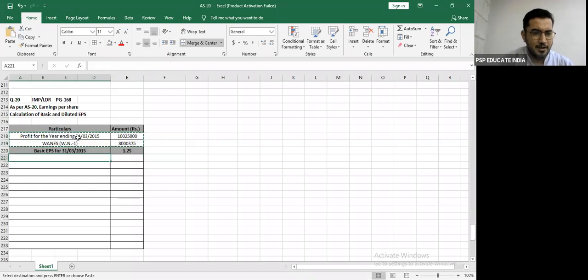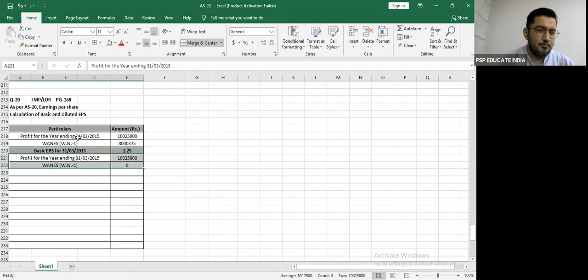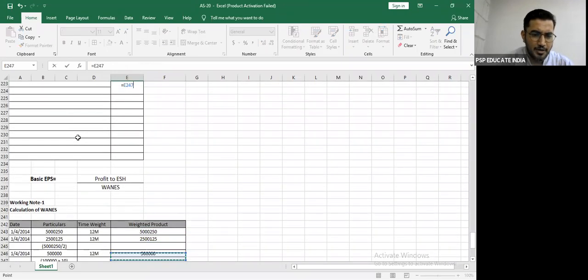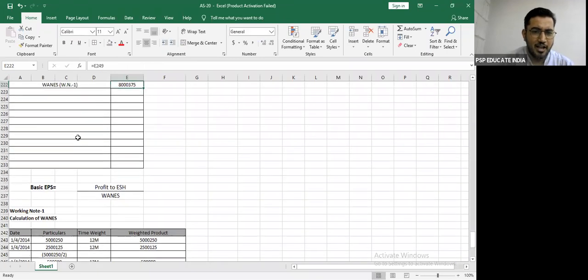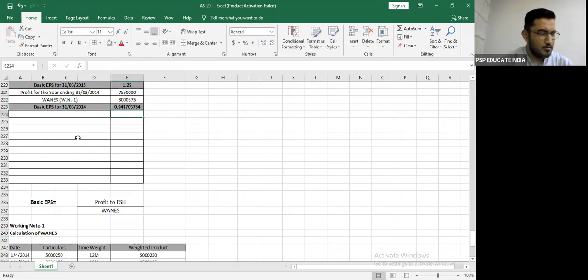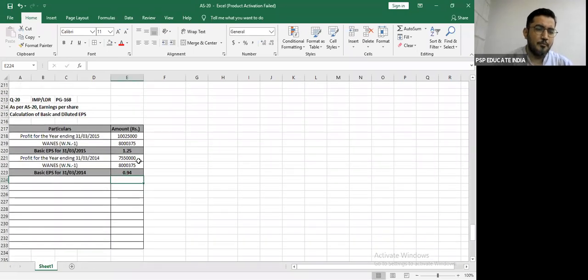Let's solve in the same manner. Profit for the year ending 31st March 2014 is how much? 7550,000. Wins we have already calculated at working note 1, so I'll take the same value. For the year 31st March 2014, this will be 0.94. So 0.94. You get your basic EPS.